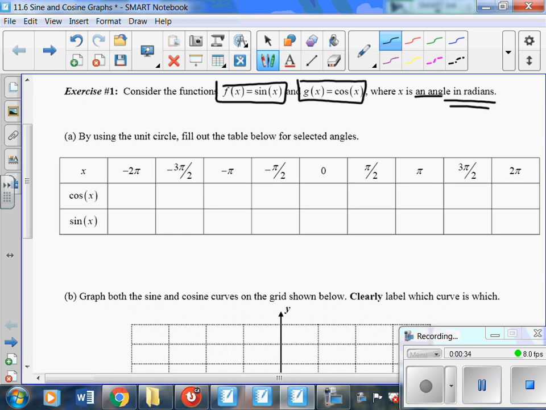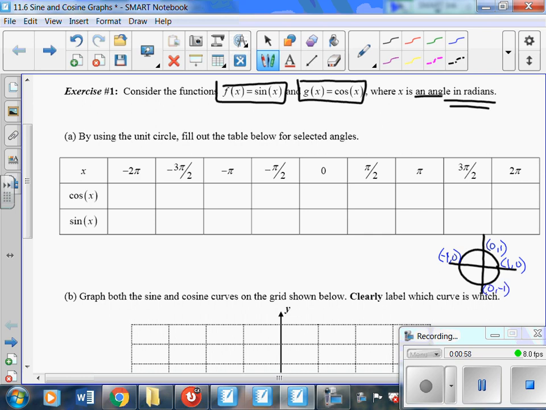Now, folks, I still have to go to my unit circle whenever I'm doing this because I get confused with the ones and the negative ones and the zeros. So 0 is going to be the point 1, 0. 90 is going to be the point 0, 1. 180 is the point -1, 0, and 270 is 0, -1. I still need to do that.